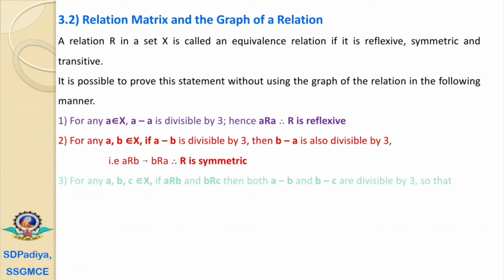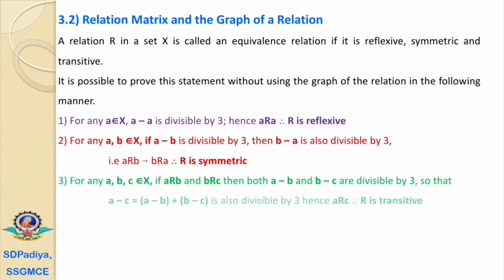Right? The third, for any three elements A, B, C belonging to the set X, if A has a relation R to B and B has a relation R to C, then both A minus B and B minus C are divisible by 3. So A minus C, which equals A minus B plus B minus C, is also divisible by 3. Hence, A has a relation R to C. And if A has a direct relation R to C, then we call R transitive.